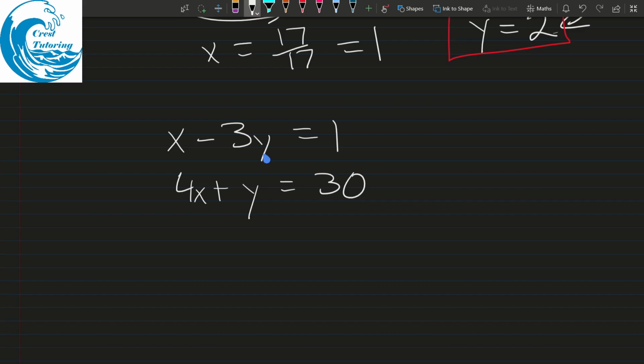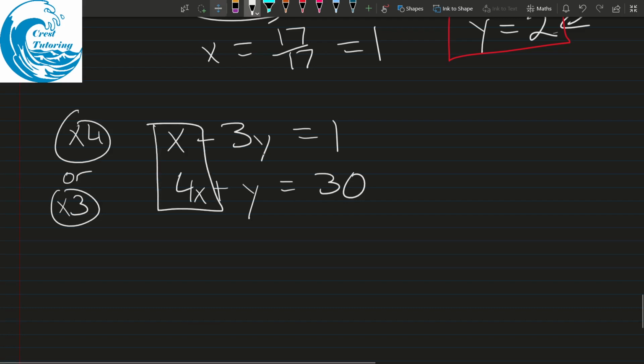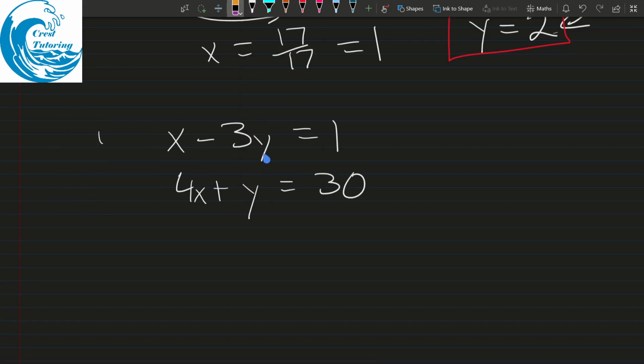Okay, so you can either multiply the top by 4 or multiply the bottom by 3. If you multiply the top by 4, you'll be getting rid of x's. If you multiply the bottom by 3, you'll be getting rid of the y's. I'm going to assume that you got rid of the y's for the moment, so you multiply the bottom by 3. This won't make a difference to your answer if you did the by 4 one. You should still get the same answers at the end.